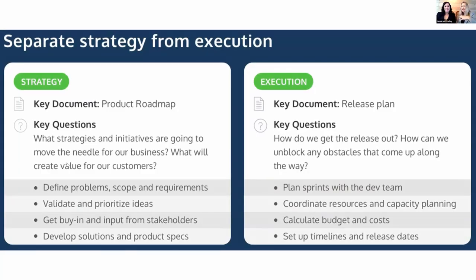So we want to start to separate our strategy from the actual execution. And the best way to do that is to keep these things in mind. So for the product roadmap, we want to ask these key questions. What strategies and initiatives are going to actually make an impact for the business? And what's going to create value for the customer?